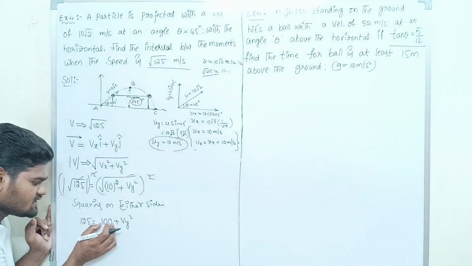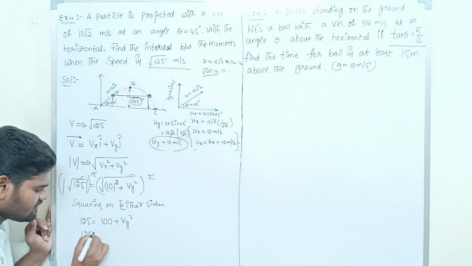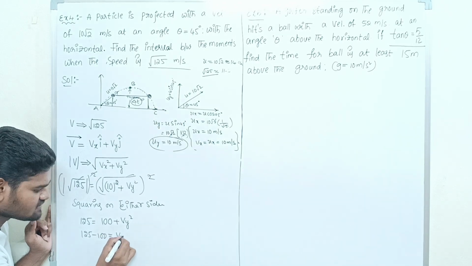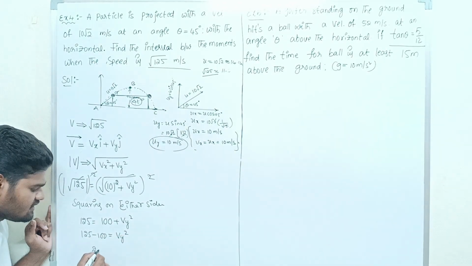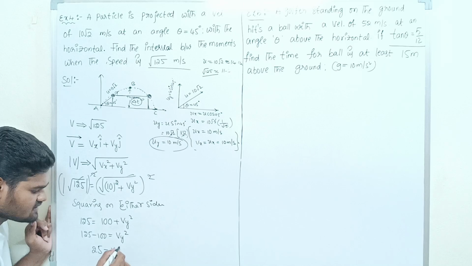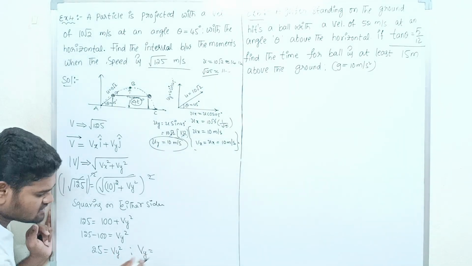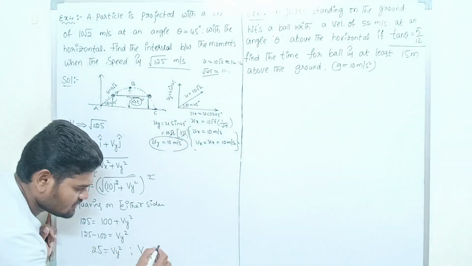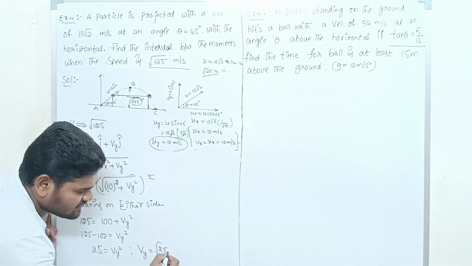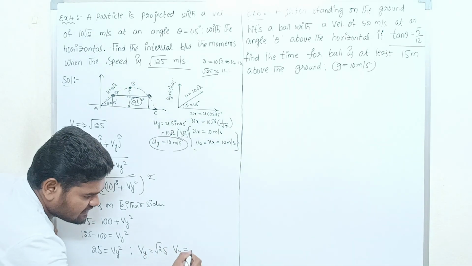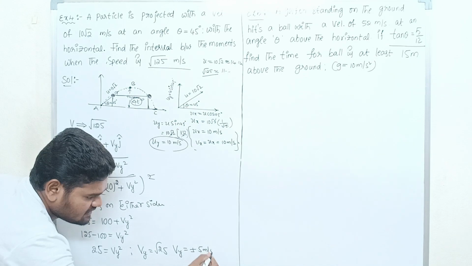Now from this, if 100 comes to this side, it becomes 125 minus 100 is equal to Vy square. 125 minus 100, you will get 25 is equal to Vy square. And you will get Vy is equal to, if the square comes to this side, it becomes a root, root over 25. What is the value of root over 25? Plus or minus 5 meter per second.